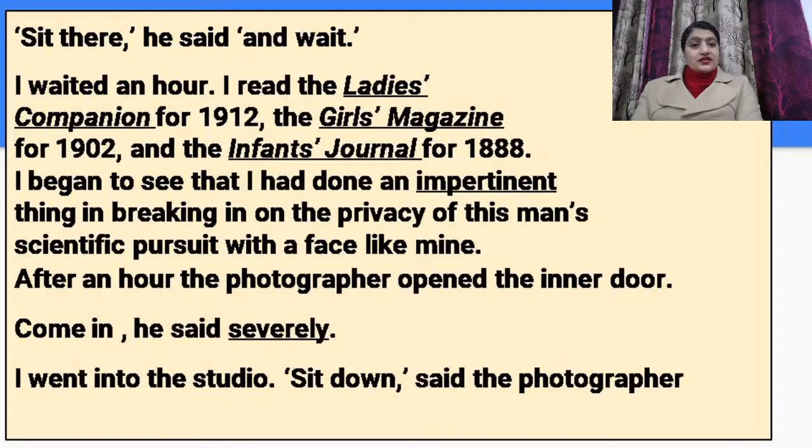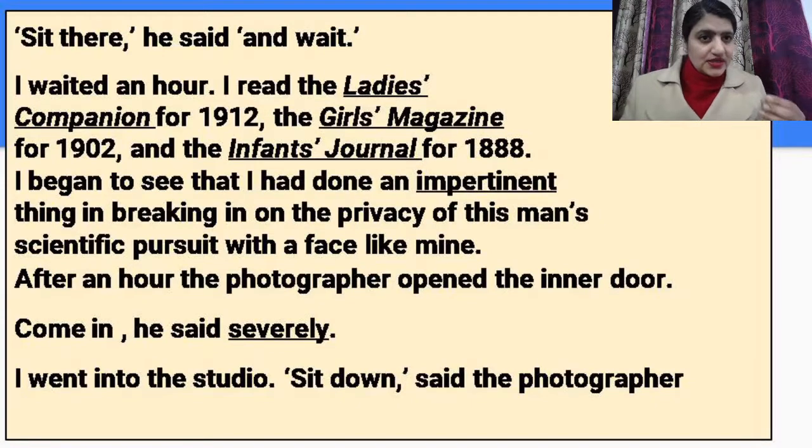studio. So here we get to know that the narrator has some kind of an insecurity with respect to his looks, and he has some kind of a complex also, because he says that with a face like mine, he has perhaps been rude and ill-mannered to visit the studio with a face like his, and to intrude in the privacy, the solace, and the solitude of this photographer, who was busy in a scientific pursuit in his studio, probably.